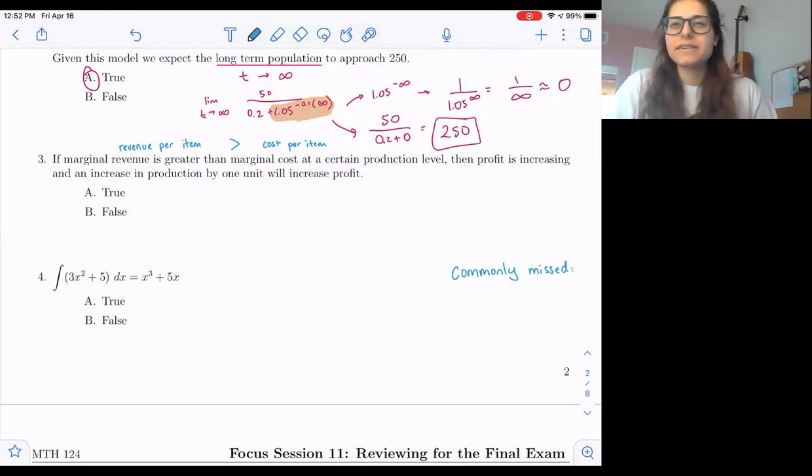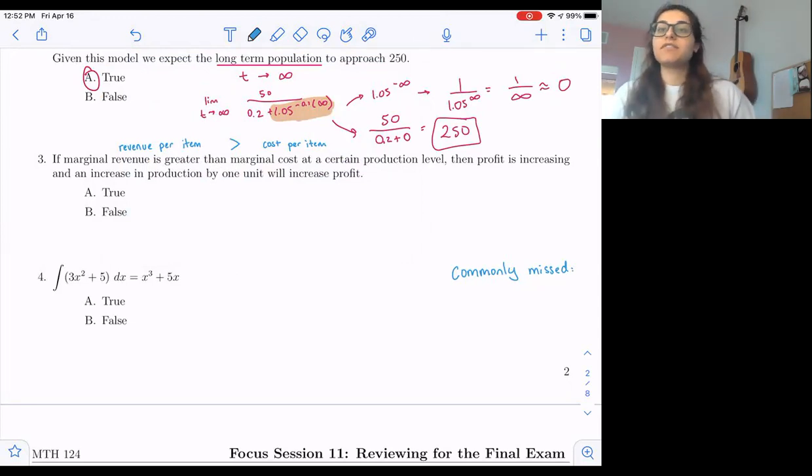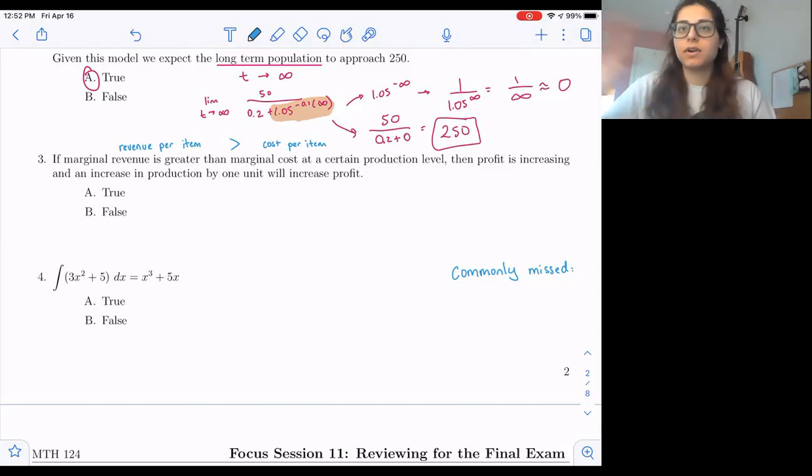I probably wouldn't memorize that. You guys don't have the headspace for that. It's kind of useless information. When are you going to use it? Probably never. But if you just think about it here, revenue is the amount of money you're getting per item.